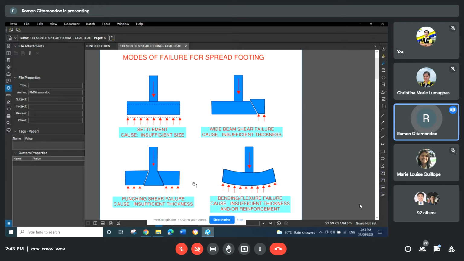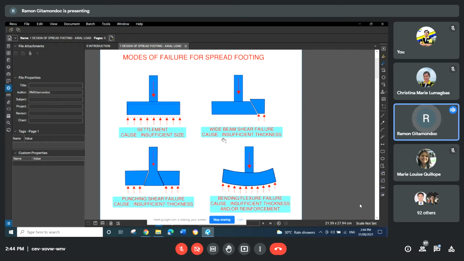So those are the four modes of failure for the spread footing. You have settlement, which is caused by excessive bearing stress. So to address that, we have to provide sufficient footing area to reduce the intensity of the bearing pressure to a certain magnitude which can be supported by the soil.